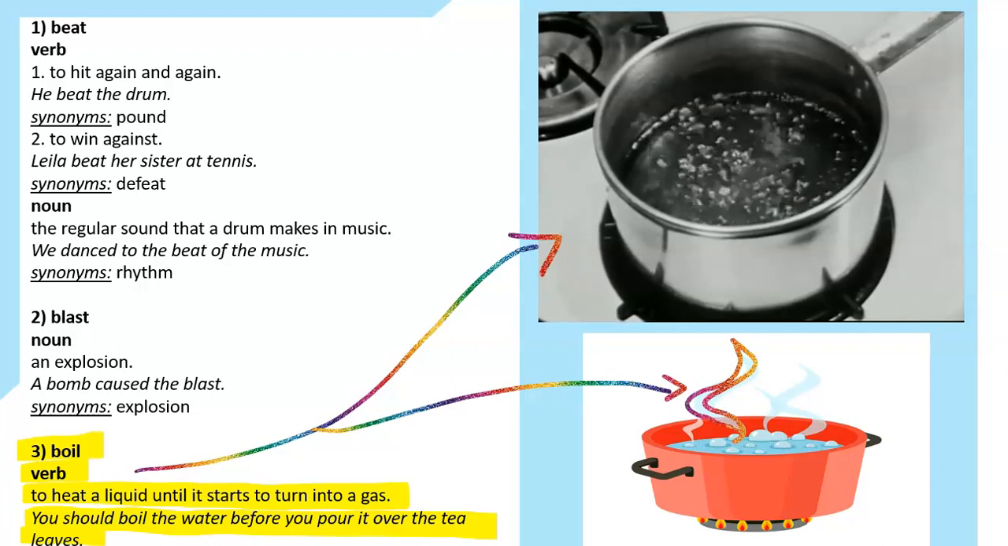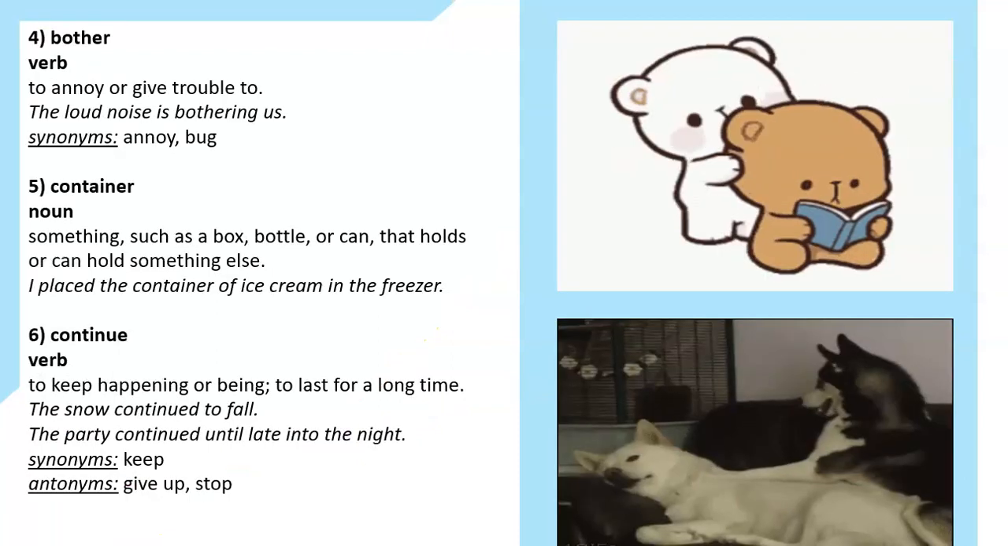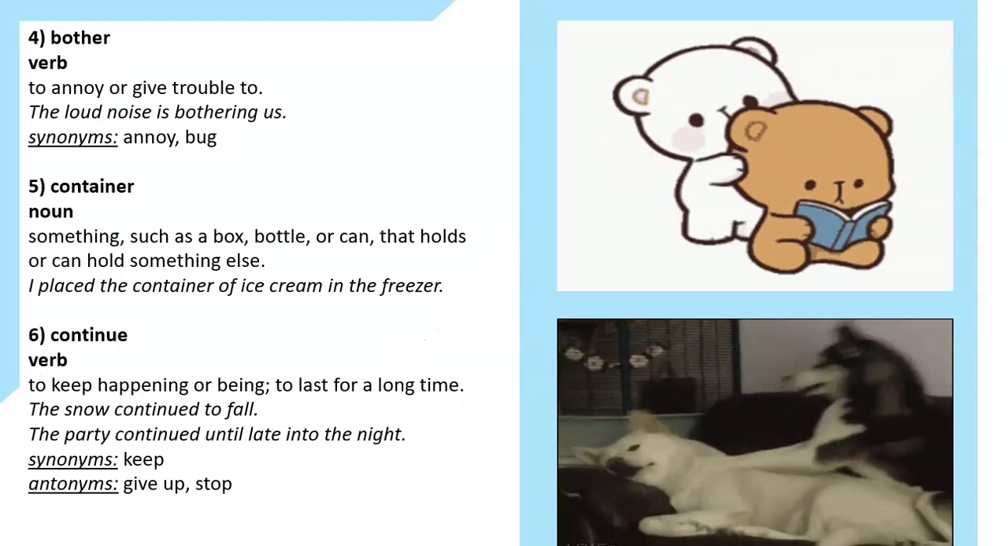We usually boil water when we are cooking something. So when you're making your sentence, maybe you can say that you boiled the water to cook the noodles, or you boiled the soup. Our next word is bother.